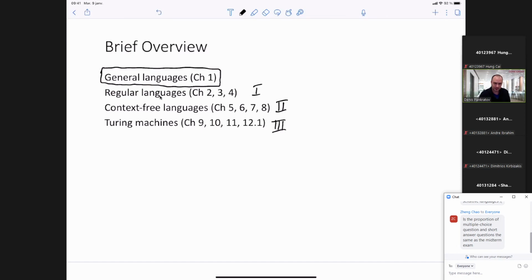So the multiple choice are going to be worth roughly 2 to 3 times what the written part is worth on the final exam. So you don't want to spend too much time on the written part, but still, the written part is a significant chunk of points, so pay attention to it.